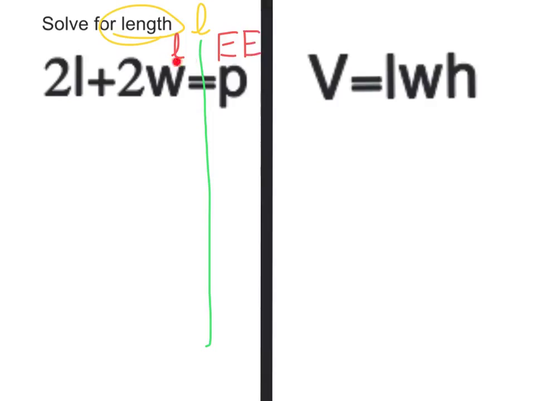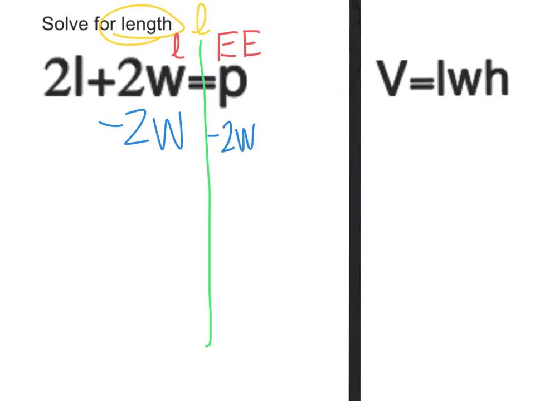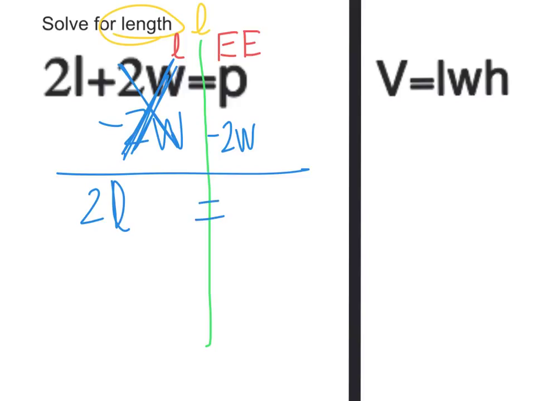So if everything on the left side of the line should have an L with it, well, this is okay because that has an L, but this 2W is not okay, so I need to get rid of that. So I'm going to do the opposite of plus 2W, which is minus 2W, and the 2L will still be left on the left. 2W minus 2W is going to cancel. I'm going to go ahead and write my L as a cursive L because I tend to think that it's a 1 instead, and so it becomes 2L instead of 21. And then on the right side equals P minus 2W.